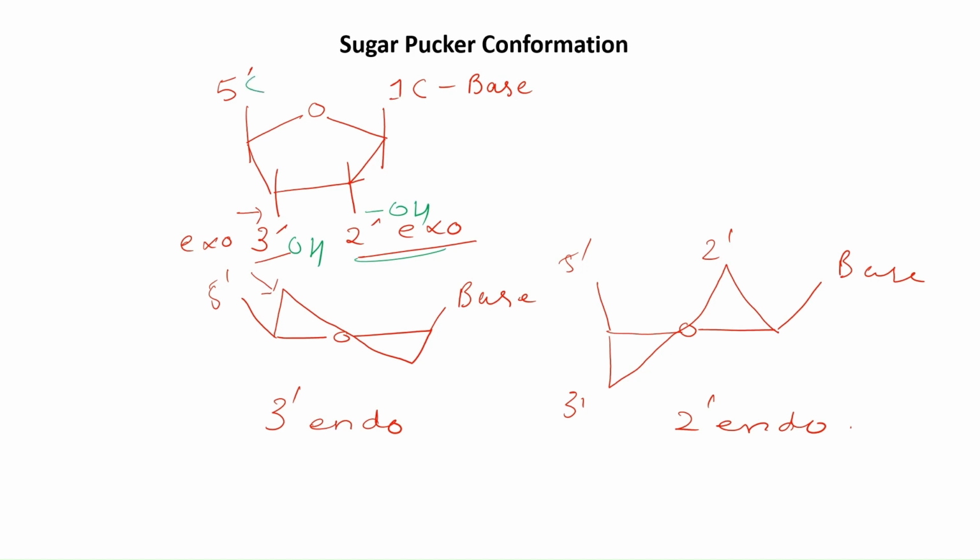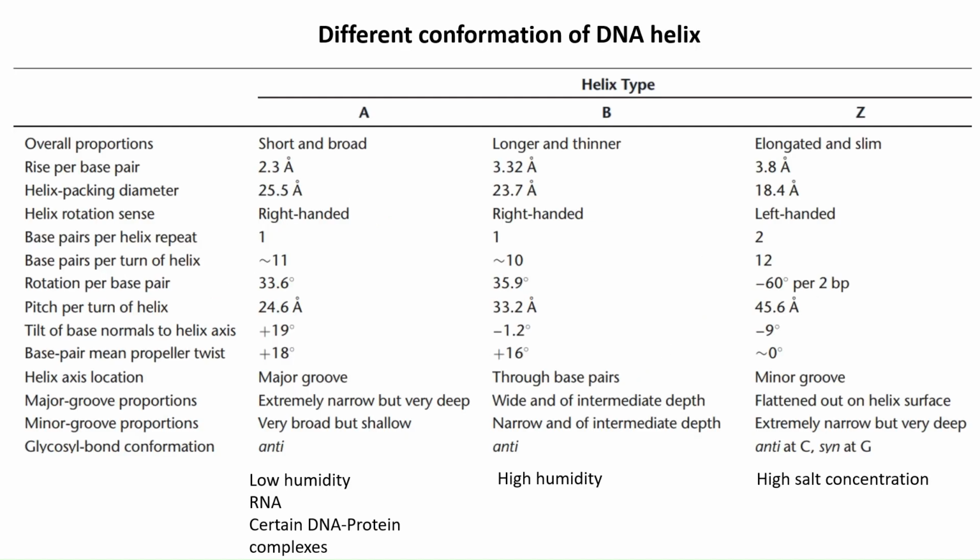In case of endo, if we are saying 3' endo, that means the 3' position will be towards the direction of the fifth carbon. Similarly, in case of 2' endo, the 2' position will be towards the direction of the fifth carbon. So these are the sugar-pucker conformations. Now there are different conformations of the DNA helix: A form, B form, and Z form. Here all the properties are given, and the differences between these forms.